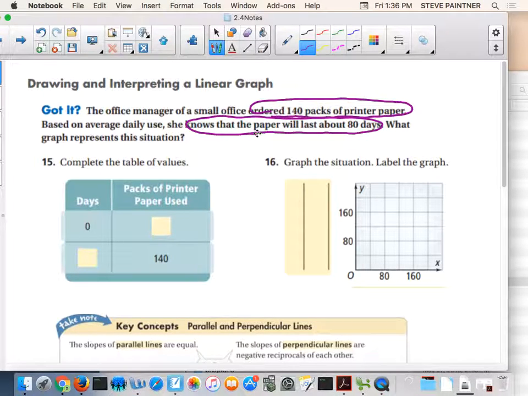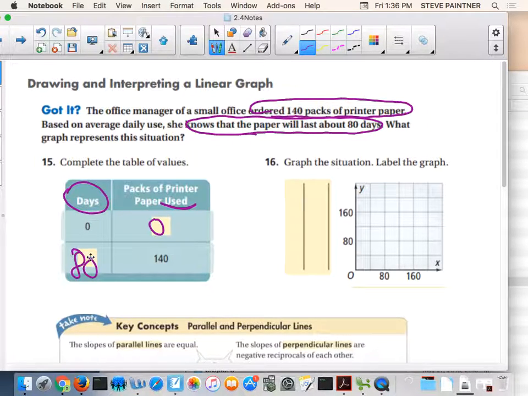Okay, what graph represents the situation? Read the table. The number of days, if we're on day 0 versus day whatever, and this says packs of paper being used. The big word was what? Used. So 0 days go by, how much paper have we used? Zero. None. We haven't used any paper. If you look here, it says we've used all 140. How many days did that take? 80.